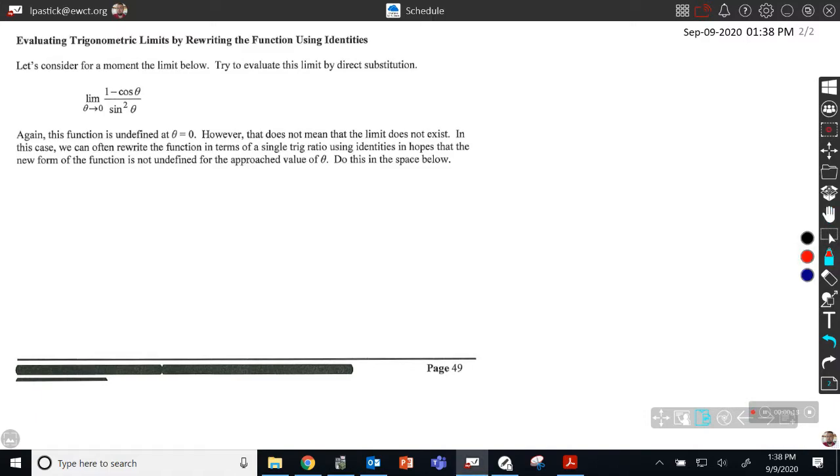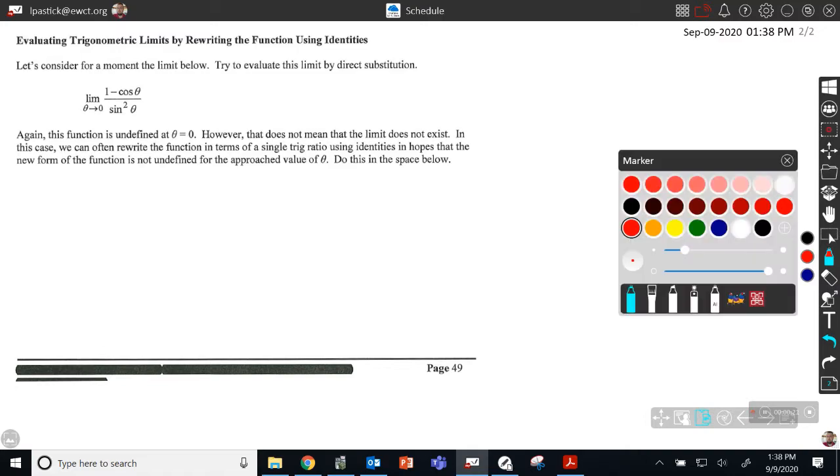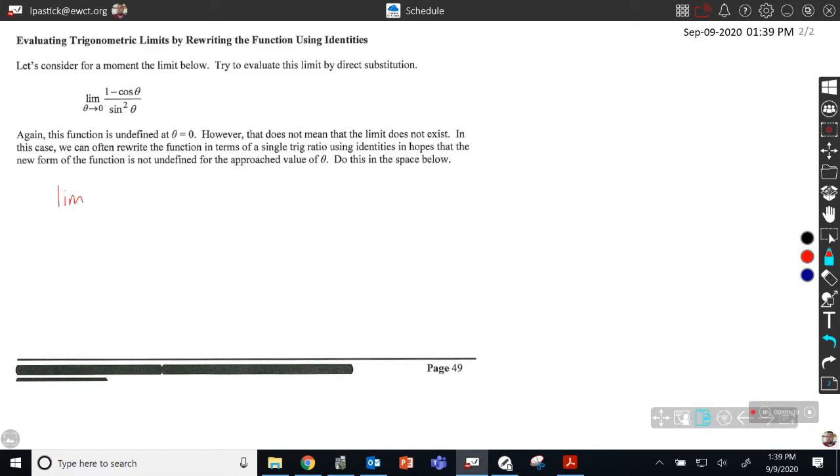So if I do that, and you have to give me a second with my marker tool here. If I try to evaluate this limit, I'm going to get the limit as theta approaches 0 of 1 minus cosine of 0 over sine squared of 0. Well, up top we're going to have 1 minus 1, and on the bottom we're going to have straight up 0. So we've got 0 over 0. So indeterminate form, and we got to figure something else out.